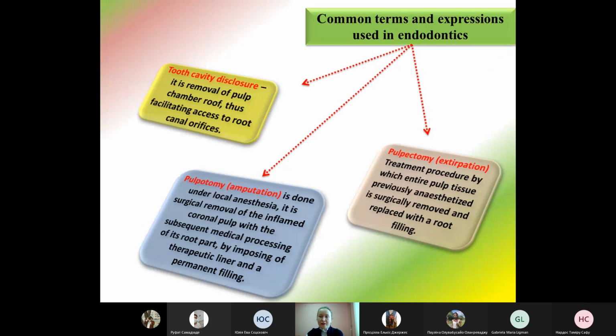Common terms and expressions that are used in endodontics are tooth cavity disclosure, pulpotomy or pulp amputation, and pulpectomy or pulp extirpation. So tooth cavity disclosure is removal of the pulp chamber roof, thus facilitating access to the root canal orifices. Pulpotomy is done under local anesthesia, and it is surgical removal of the inflamed coronal pulp with the subsequent medical processing of its root part by imposing a therapeutic liner and a permanent filling. And pulpectomy or pulp extirpation is a treatment procedure by which the entire pulp tissue, previously anesthetized, is surgically removed and replaced with a root filling.